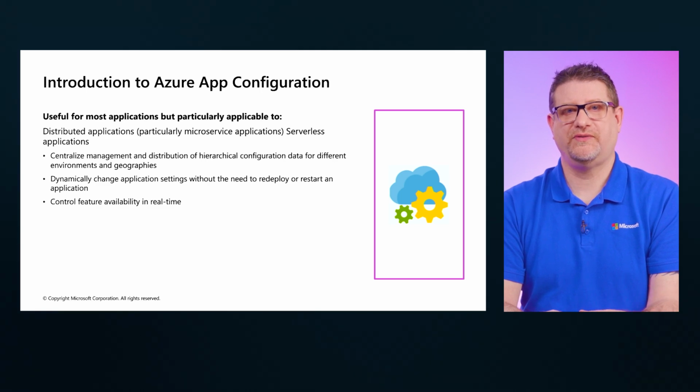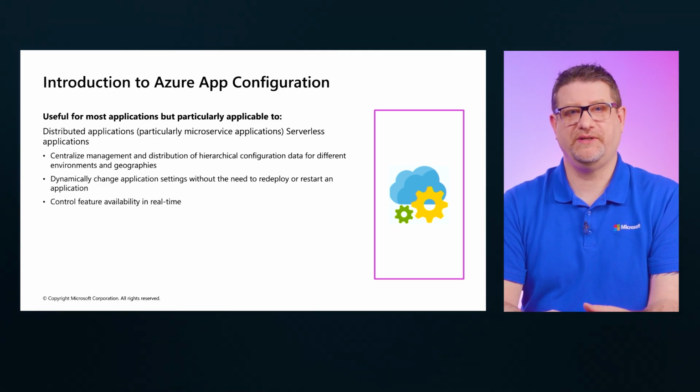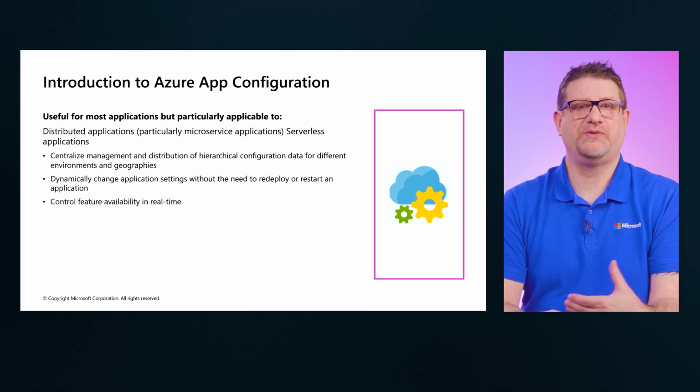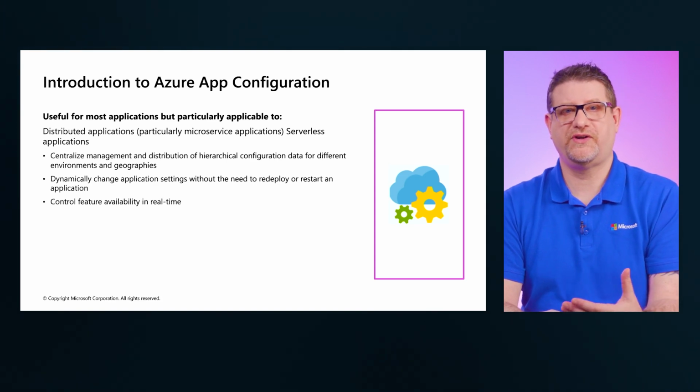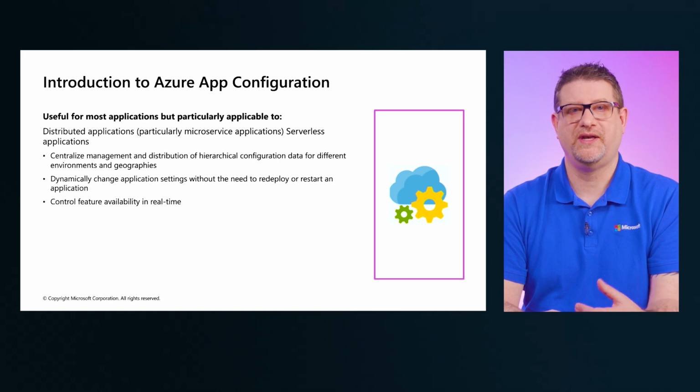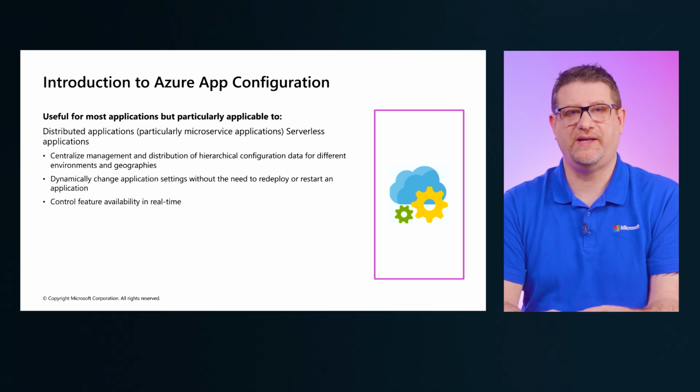Azure App Configuration is a cloud service designed to help teams manage application settings and feature flags in one central place. This is especially useful for distributed applications, like those built with microservices or serverless architecture, where keeping configurations consistent across environments and geographies can be challenging. With Azure App Configuration, you can dynamically change application settings without needing to redeploy or restart our applications, making it much easier to adapt to new environments or fix issues on the fly.